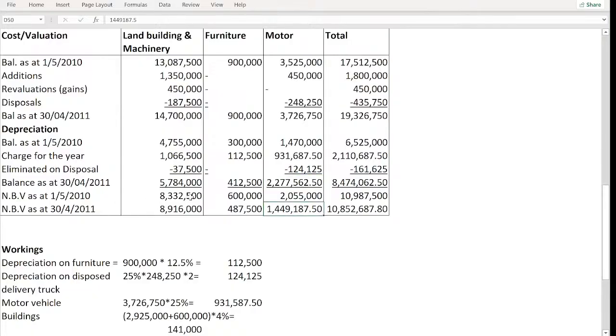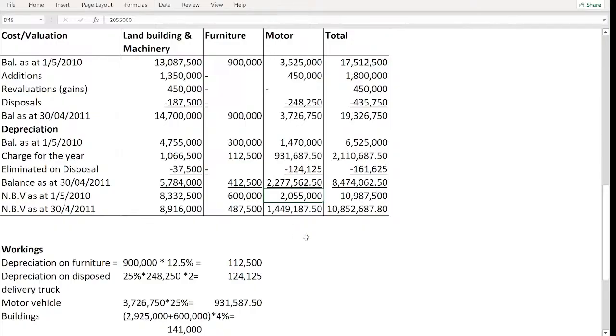Then the net book value as at 1st May 2010. So here we are going to get only the balance as at 1st May 2010, we subtract the depreciations. This one, the accumulated depreciation. So 13 minus 4 million, you are to get 8 million. 900 minus this one 300, you get 600. 35 25 minus 1470, we get 25, as well as the total after you have added all that.